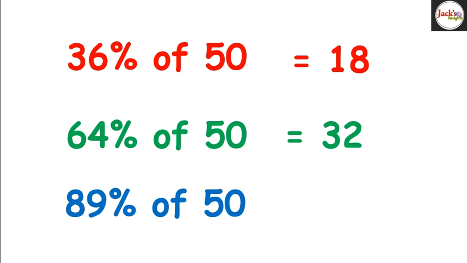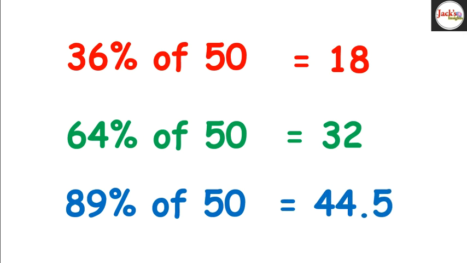Now, how about 89% of 50? So, what is half of 89? So, that is 44.5. Thus, 89% of 50 is 44.5. Okay? So, is that easy? Yeah.